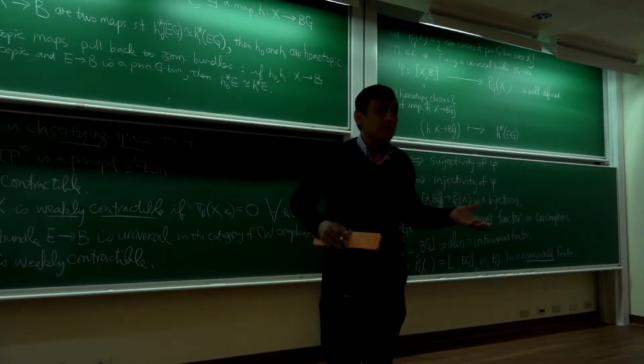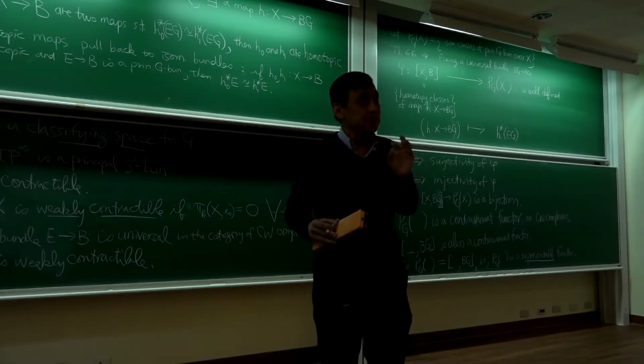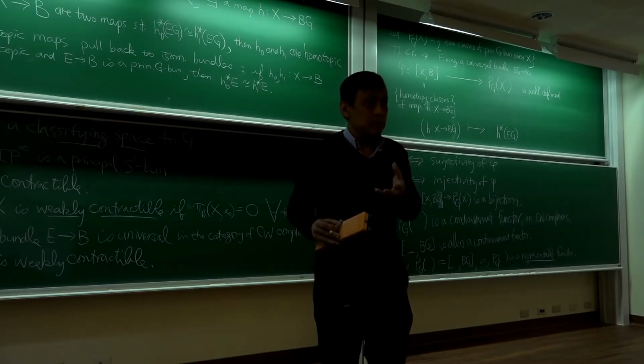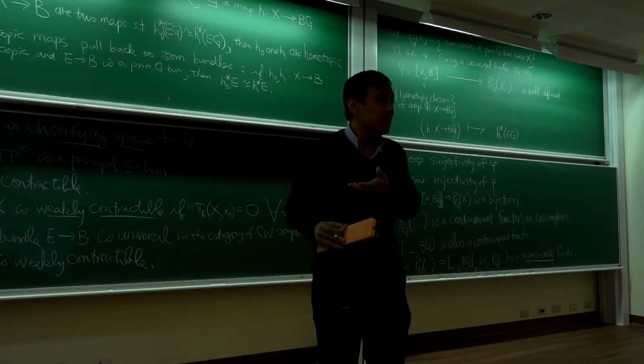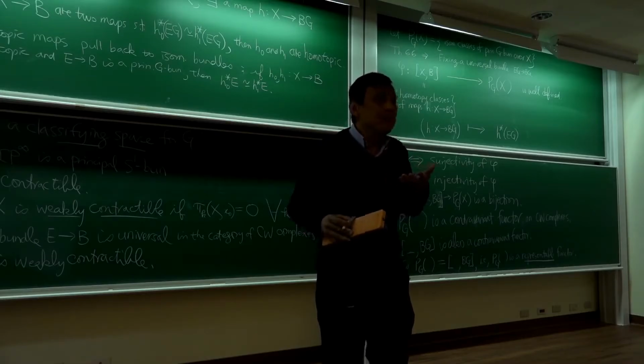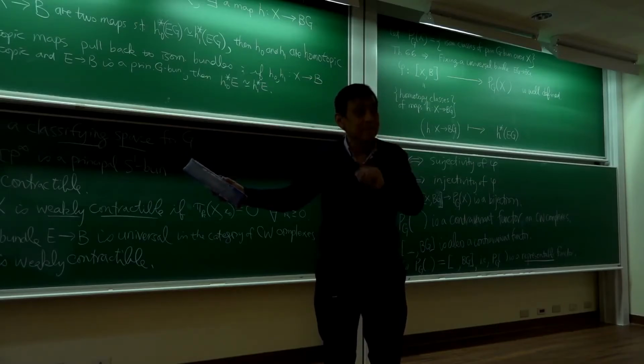So for a compact Lie group, you only have to construct a universal bundle for an orthogonal group. And the circle S1 is an orthogonal group. S1 is SO2. So you only have to generalize this construction from 2 to n.